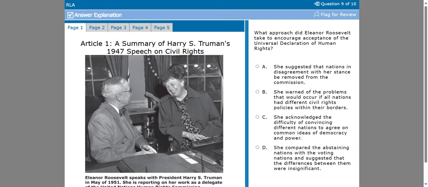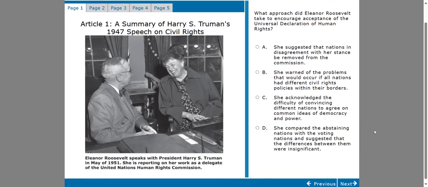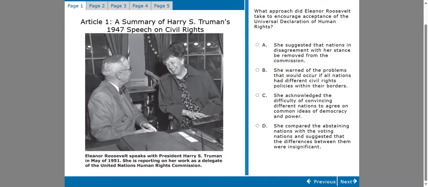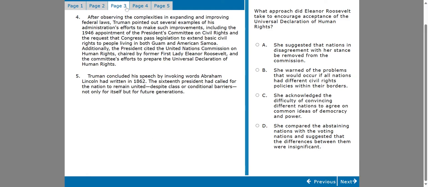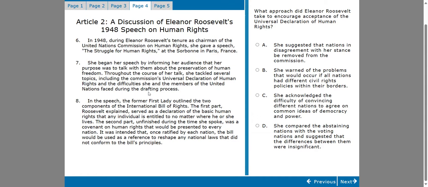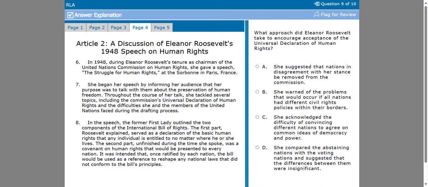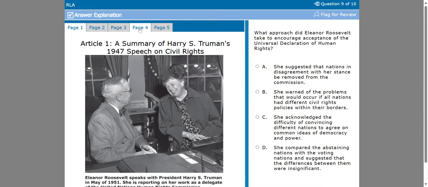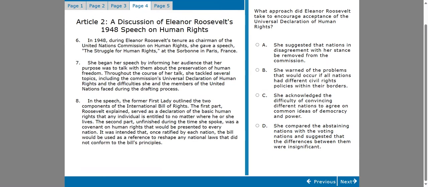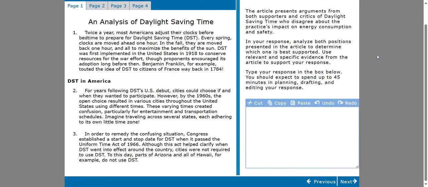Question number 9, what approach did Eleanor Roosevelt take to encourage acceptance of the Universal Declaration of Human Rights? Again, we've got our answer choices here, looking at what approach she took. And again, I'm sure the information is highlighted here in article number 2. It is interesting how they have 2 articles. So it's really sort of a compare and contrast as well to assess your abilities to do that.